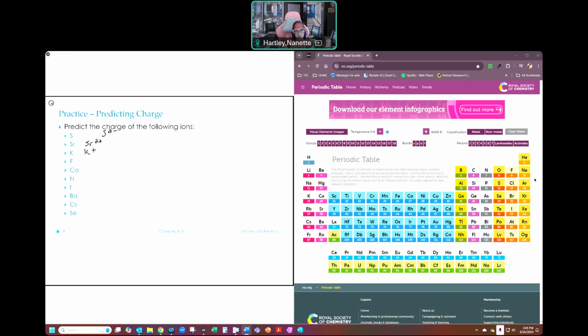Next one we wanted to look at was fluorine, F. Fluorine is number 9. He's a non-metal, so he's going to pick up an electron. He picks up 1 because he's a halogen, and so he becomes like neon because he's picked up that 1 electron. So he's an F minus. Ca is a metal. Calcium is a metal. He's right here. He's an alkaline earth metal. So he loses 2 electrons to become a Ca2 plus.